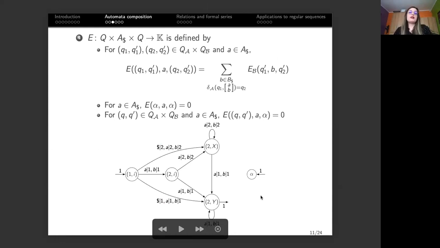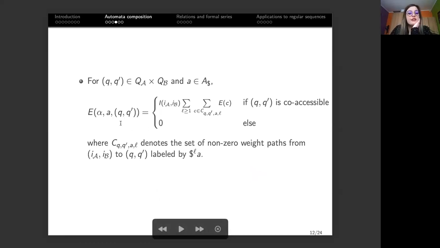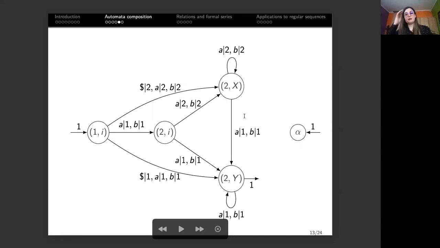Okay, so I'm quite okay, except that I haven't defined the weight of the transition from alpha. Nobody can go to alpha, but alpha can go to some states. I will define the transition from alpha to other states like this: I will sum the weight of the paths labeled by some dollars followed by A from the initial state to the state I'm considering. I will also multiply that by the initial weight, but it will be more precise in the next slide, because like this it's an ugly definition, but there it will be clearer.